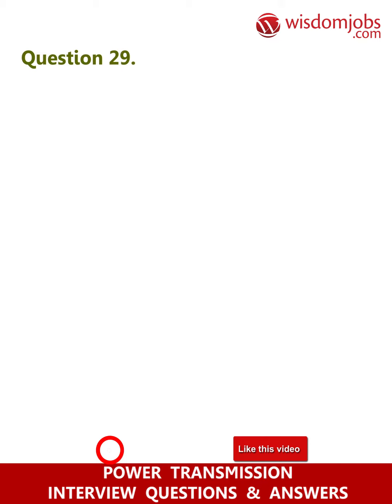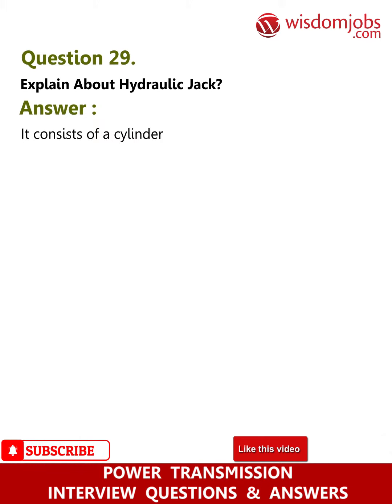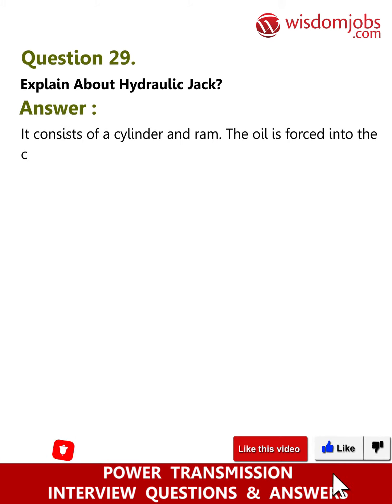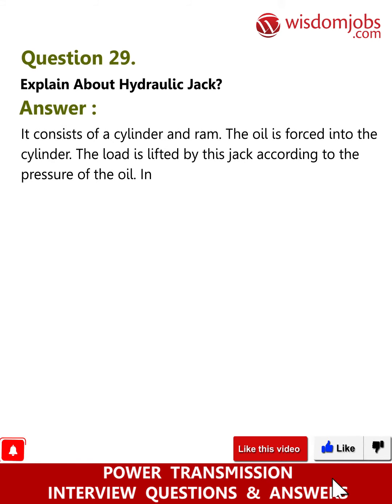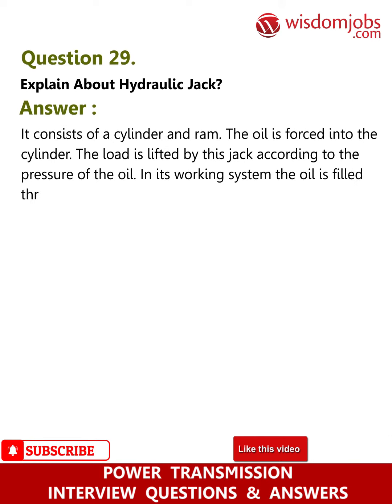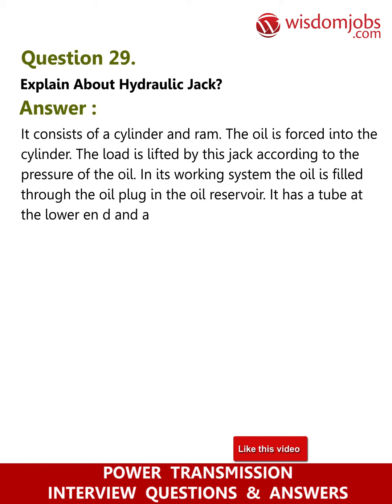Question 29. Explain about hydraulic jack. Answer. It consists of a cylinder and ram. The oil is forced into the cylinder. The load is lifted by this jack according to the pressure of the oil. In its working system, the oil is filled through the oil plug in the oil reservoir. It has a tube at the lower end and a non-return valve.